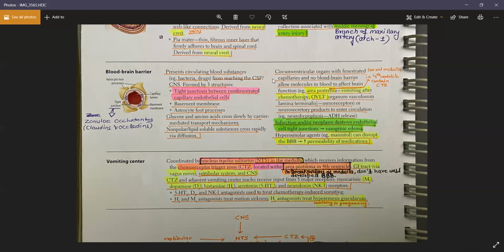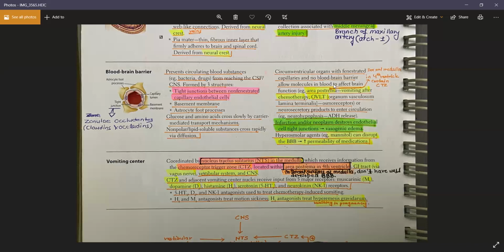There are certain areas in the brain which are devoid of the blood-brain barrier, and we call them the circumventricular organs. As the name suggests, they are present near the ventricles, around the ventricles, which means any structure present near the ventricles contains these areas. They have fenestrated capillaries with no blood-brain barrier, and that includes the area postrema, which is present near the fourth ventricle. And you know that because only the circumventricular organs do not contain the blood-brain barrier, so all these areas must be near the ventricles.